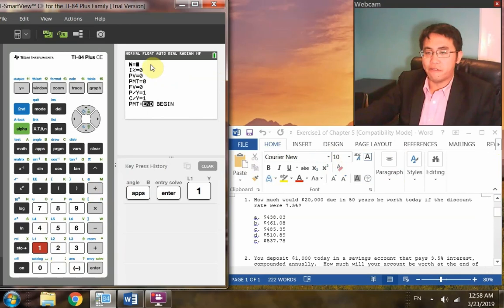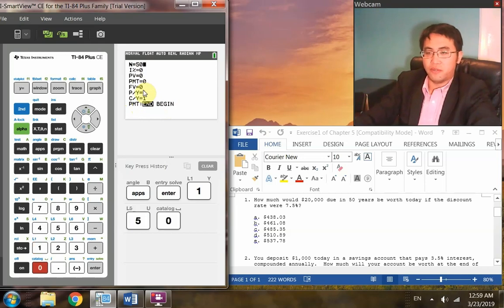So you have the factors: number of periods, interest rate, present value, payment, future value, periods in a year, cash flows in a year, and payment method, which is whether your payment is made at the end of each period or at the beginning of each period. With this question, you are solving for present value, knowing the number of periods, the interest rate, and also the future value. So it's pretty simple to do.